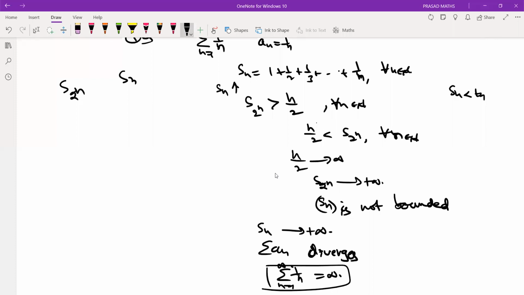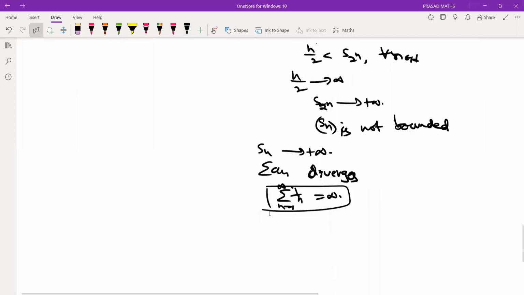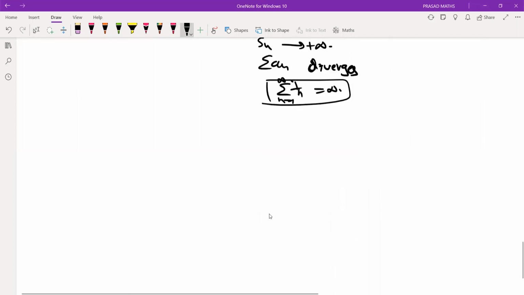Right? So to understand the nature of the series from the examples, what you conclude is that it's enough to understand the nature of the corresponding partial sums of the series. That was the definition of the series. Right? This is a divergent series. Next is the oscillatory series.